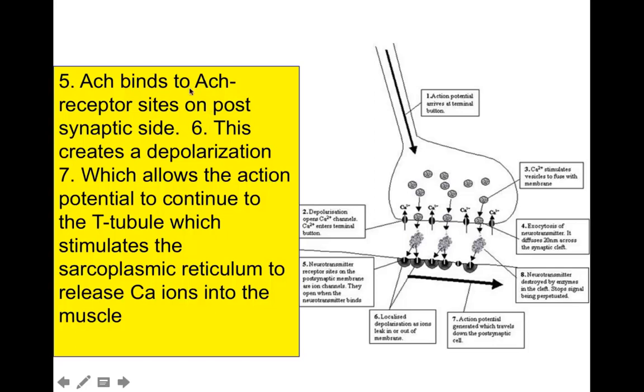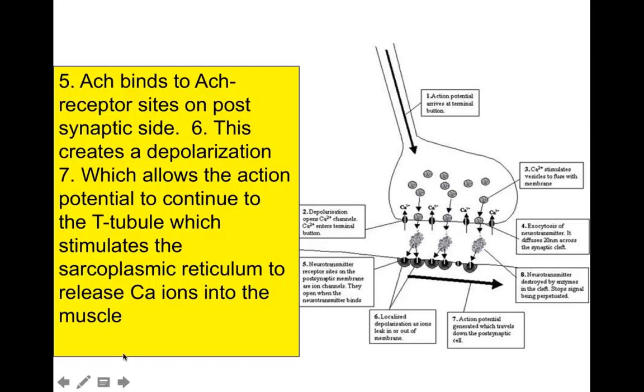Next, the ACH binds to the receptor side. This creates a depolarization, and then that allows the action potential to continue into the muscle fiber. It stimulates the release of calcium ions into the muscle. This is why calcium in the body is so important for a healthy musculoskeletal system, not just the bones. We think of calcium with bones, but it's actually critical to muscle contraction.